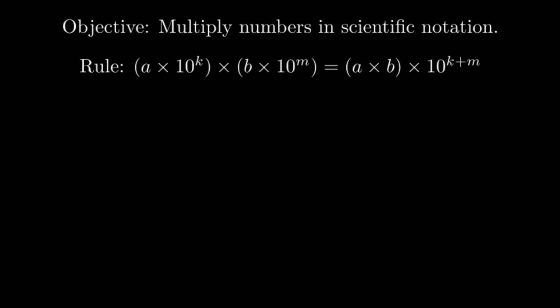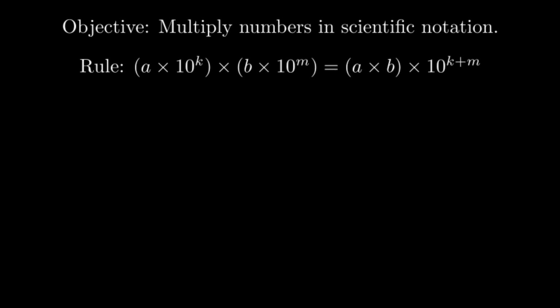Let's begin with our first operation, multiplication. Our goal in this section is to learn how to multiply two numbers that are both in scientific notation. The rule is quite straightforward. You multiply the a parts of the numbers together, and you multiply the powers of 10 together. When you multiply powers with the same base, you add their exponents. So for two numbers a times 10 to the k and b times 10 to the m, their product is a times b times 10 to the power of k plus m.